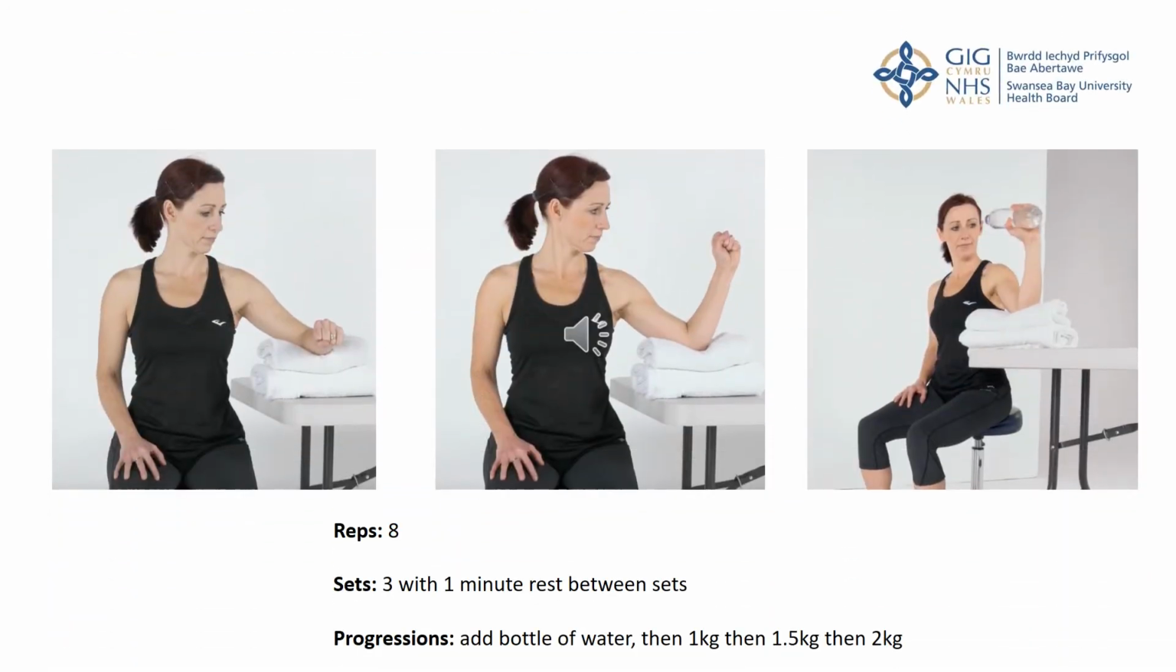The first exercise involves rotation of the shoulder while having the arm supported. Aim for 3 sets of 8 repetitions. If you can do this exercise comfortably, you can progress this exercise by holding a bottle of water or a small weight for some added resistance.